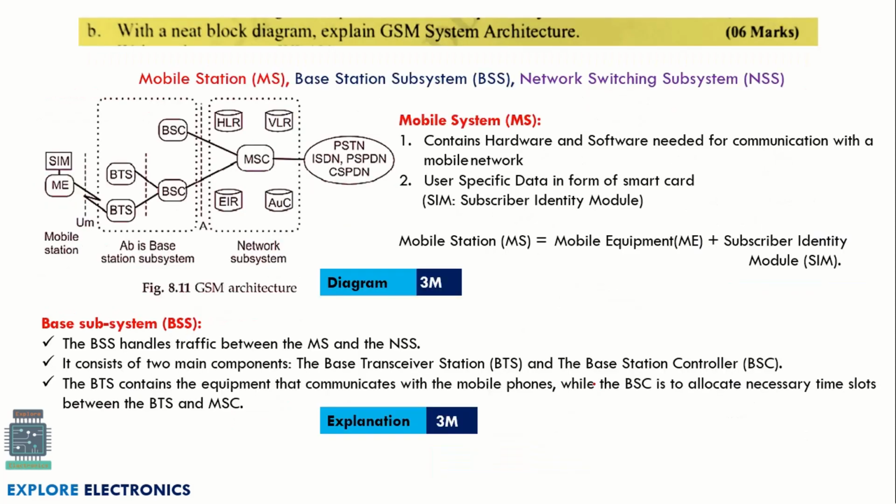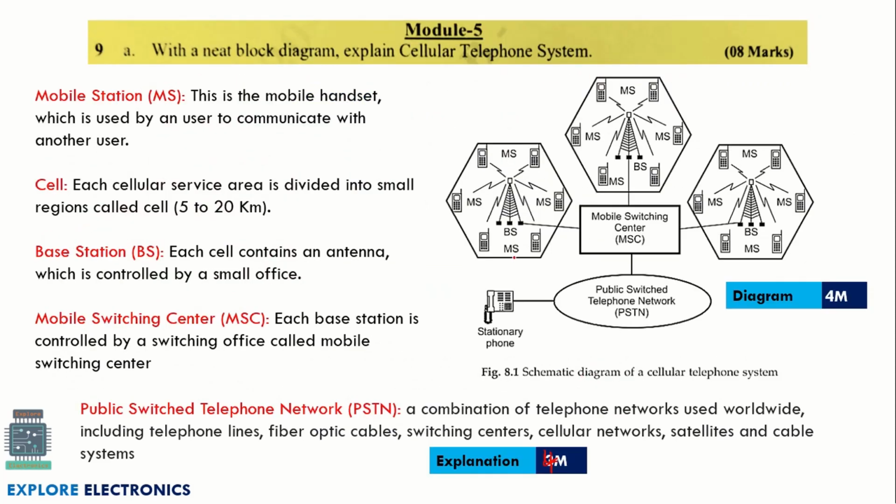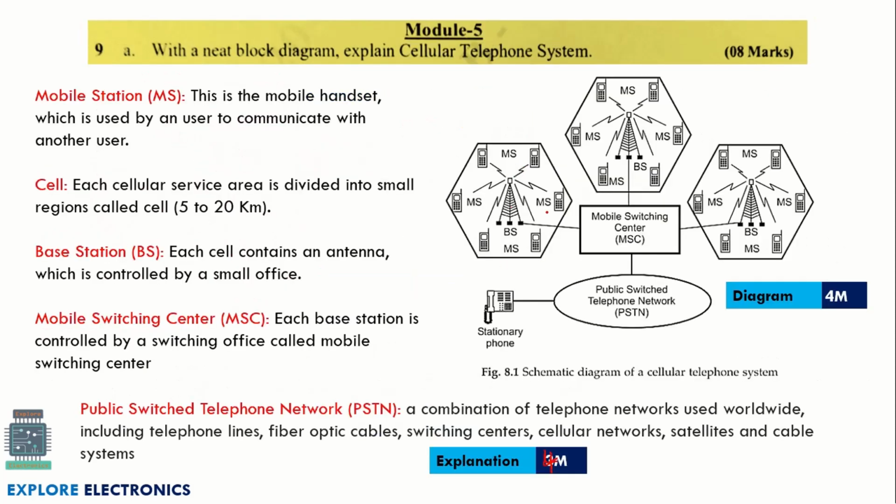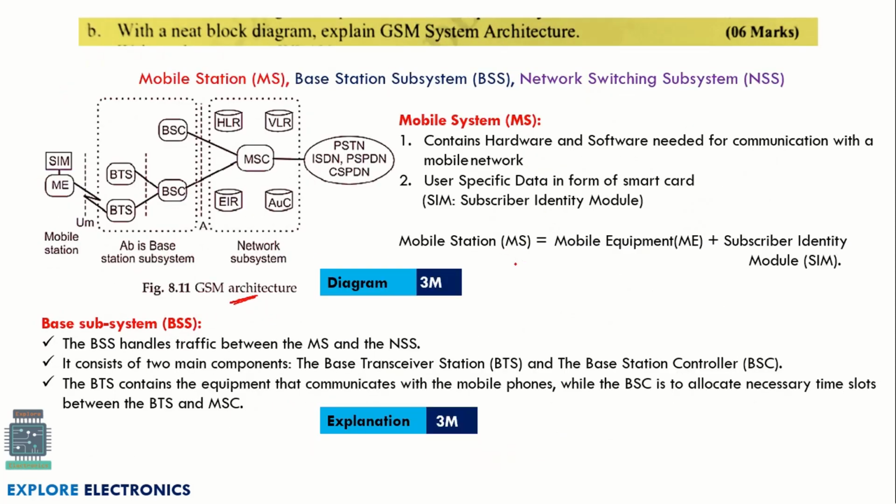And in your explanation, you need to cover all these points: mobile station, base station, mobile switching center, PSTN and all. Then with a neat block diagram, explain GSM architecture. This again consists of a block diagram, and then you need to explain. Again here also mobile station comes, BSS comes, the same explanation which you have given for this is valid for this also sometimes.